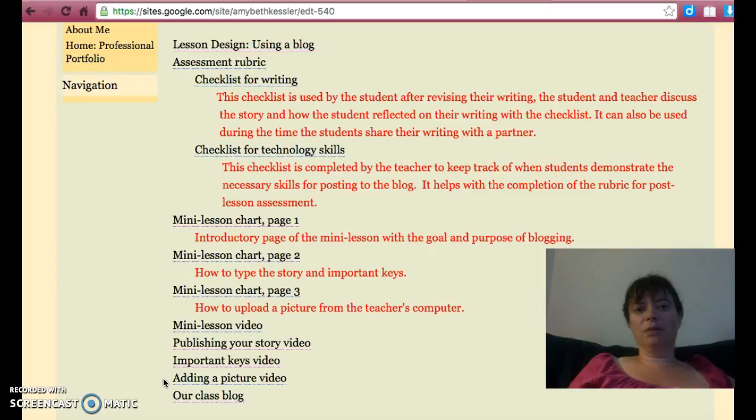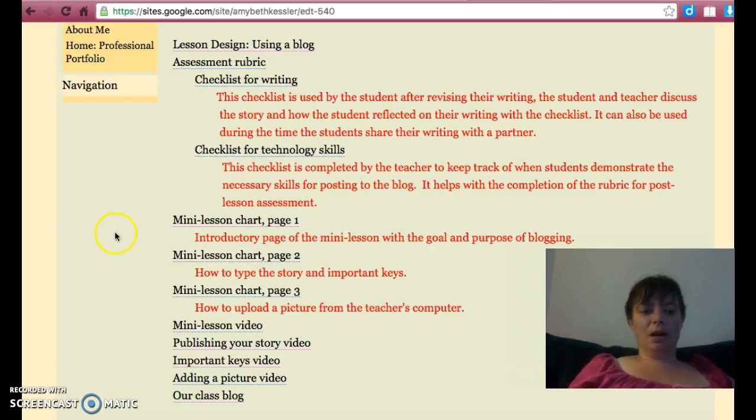A video on how to add a picture. This one is a little bit different since they will be using my personal computer in order to do this, because I will have to email myself a picture that I scan from their story. And then this is a link to our class blog.